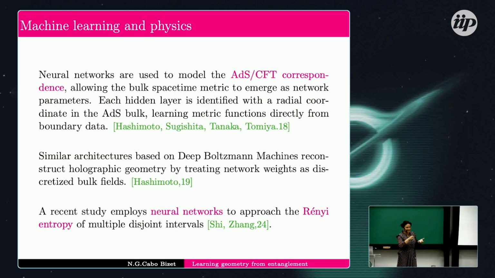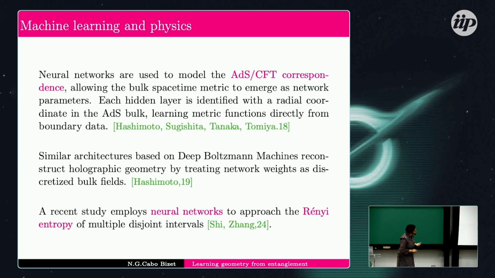And so they study the bulk as a neural network, okay? So the layers of the network would be the radial parameter. And in this work, by providing boundary information, they can reconstruct what's going on in the interior, okay? And so to give you a feeling of that, I will have a slide of what the neural network is, okay? You can also do it in terms of other networks, like deep Boltzmann machines.